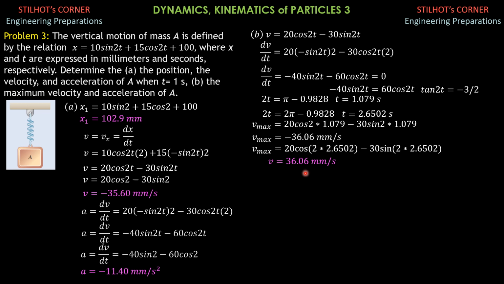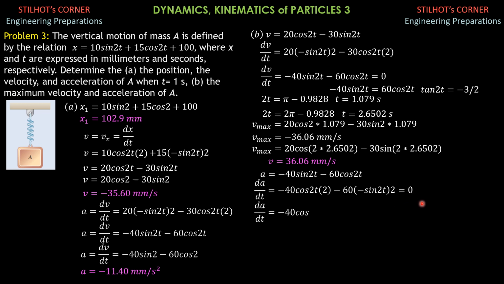Then for the maximum acceleration, I have to derive acceleration, which is dv dt, and equate it to 0. So acceleration is negative 40 sine 2t minus 60 cosine 2t. So dA dt is equal to negative 40 times cosine 2t times 2 minus 60 times negative sine 2t times 2, simplifying and equating to 0.